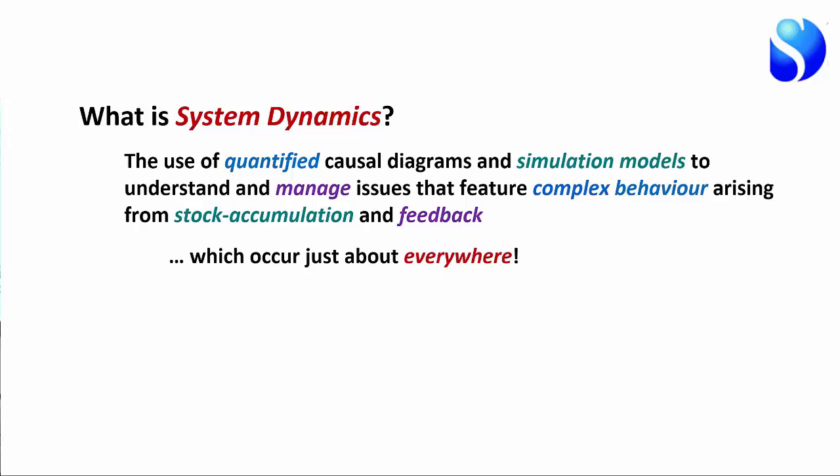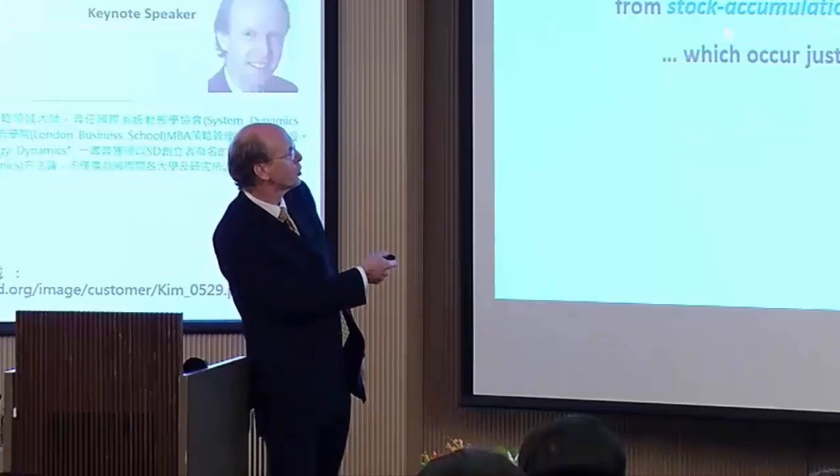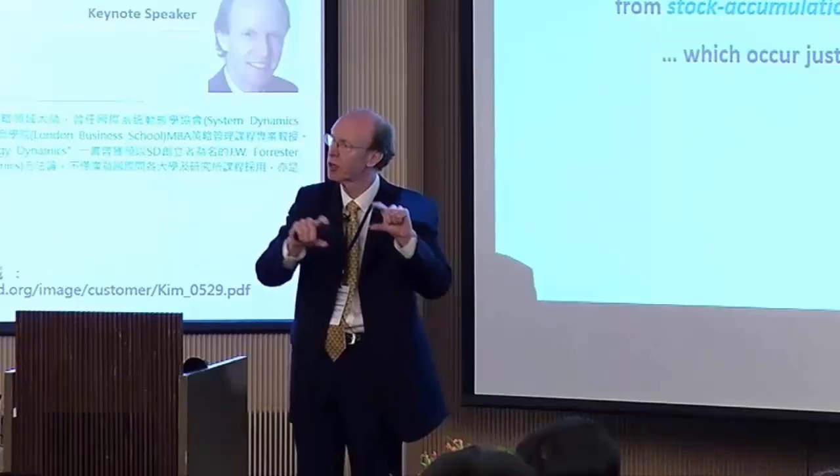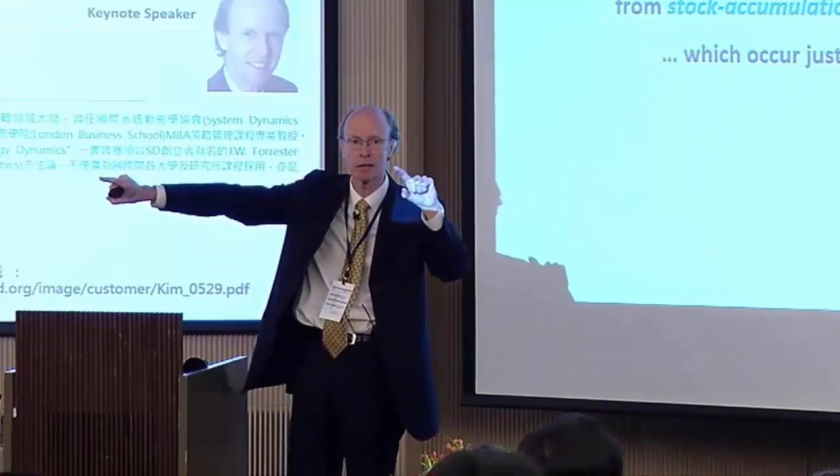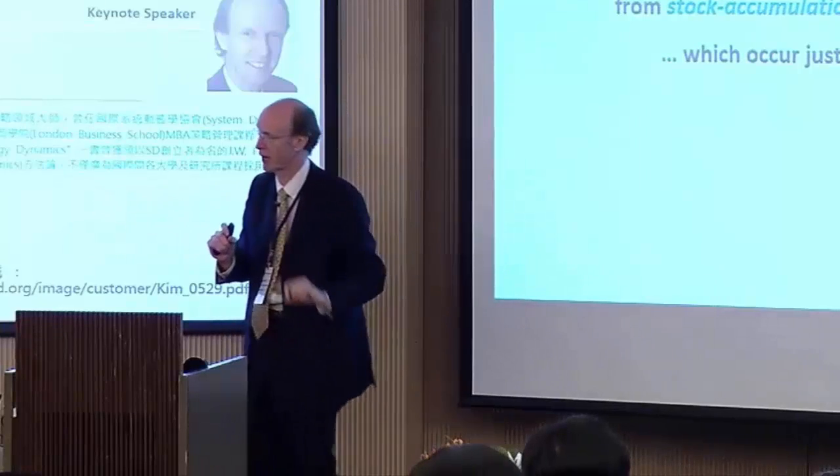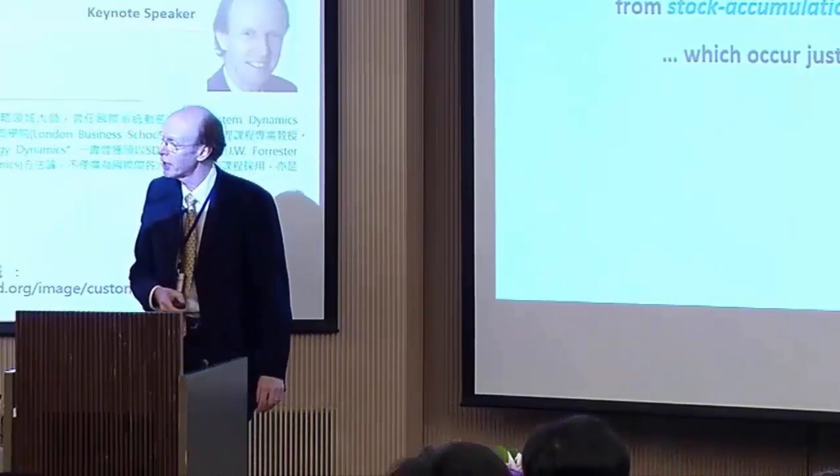And it occurs just about everywhere. So if you have a method or a framework, a theory about how the world works that does not incorporate stock accumulation and feedback, it cannot be correct. So most econometric models, for example, cannot be correct. At best, they can approximate. They cannot be correct because stock accumulation and feedback destroys any possibility of discovering linear causal relationships. So these mechanisms occur just about everywhere.